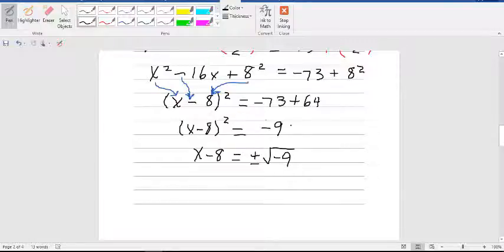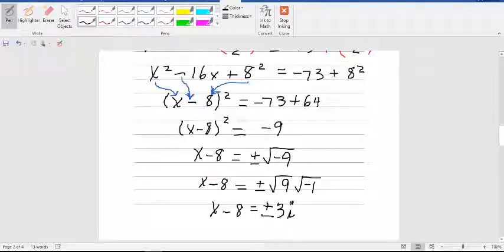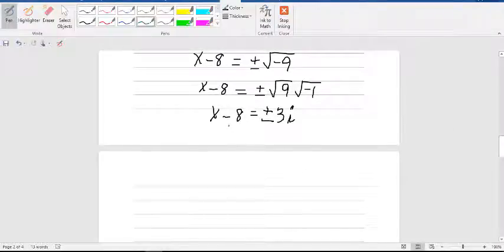I'm going to lose the exponent of 2 by applying plus or minus square root to the constant negative 9. So x minus 8 equals plus or minus square root of negative 9. And we're going to write the square root of negative 9 as the square root of 9 times the square root of negative 1. We know the square root of 9 is 3, and we have to remember that the square root of negative 1 is i. So x minus 8 is plus or minus 3i.